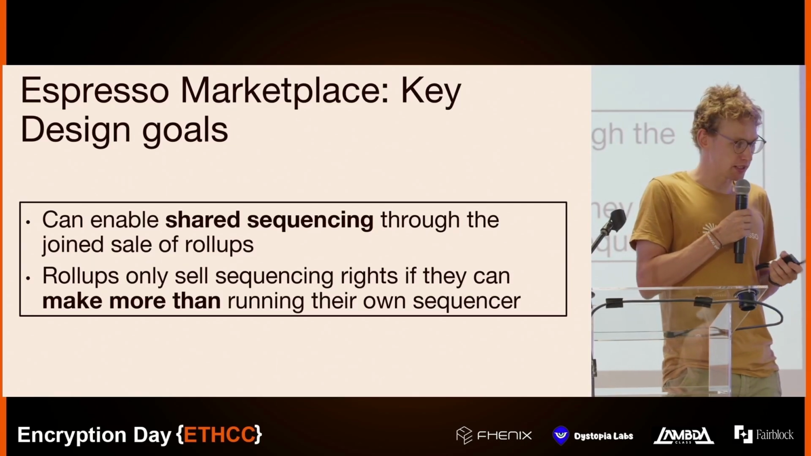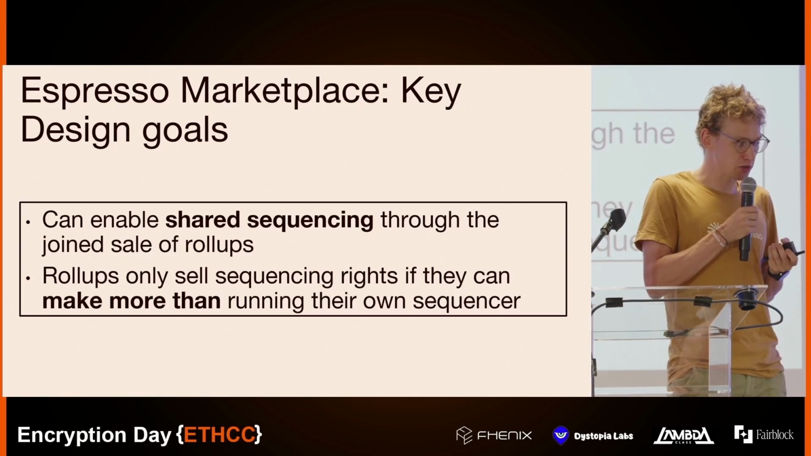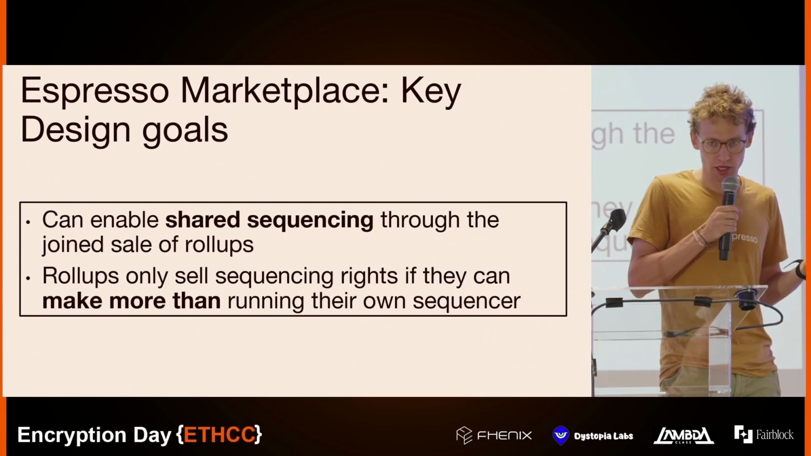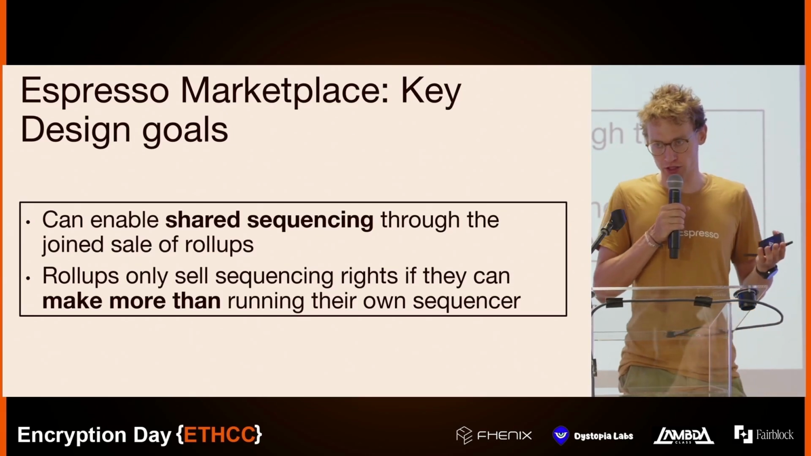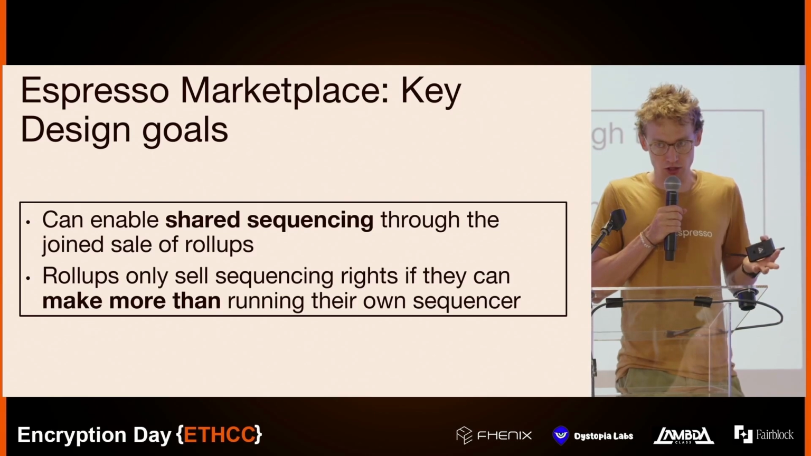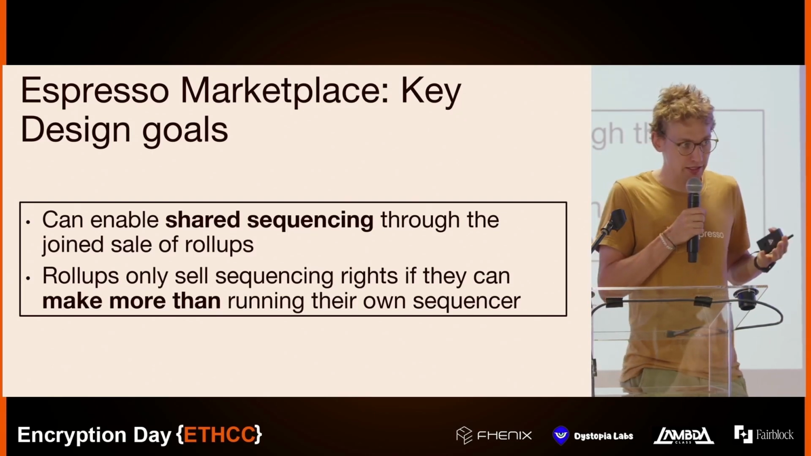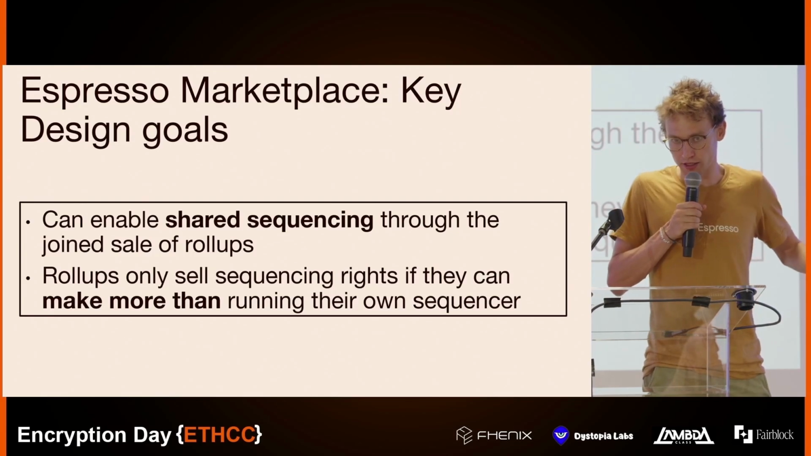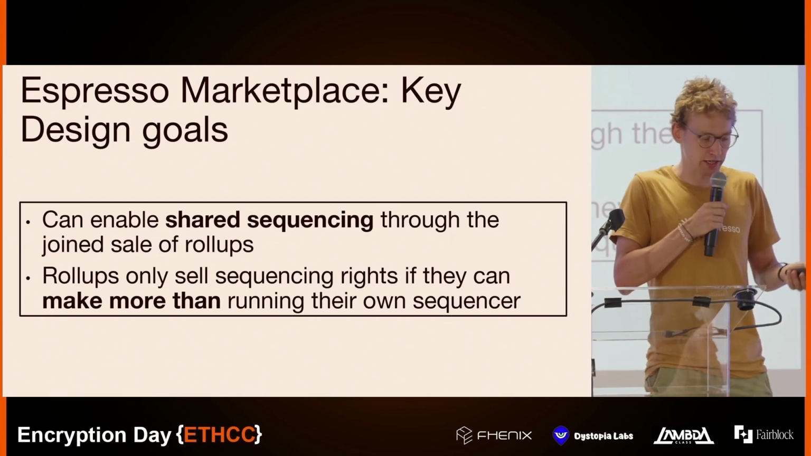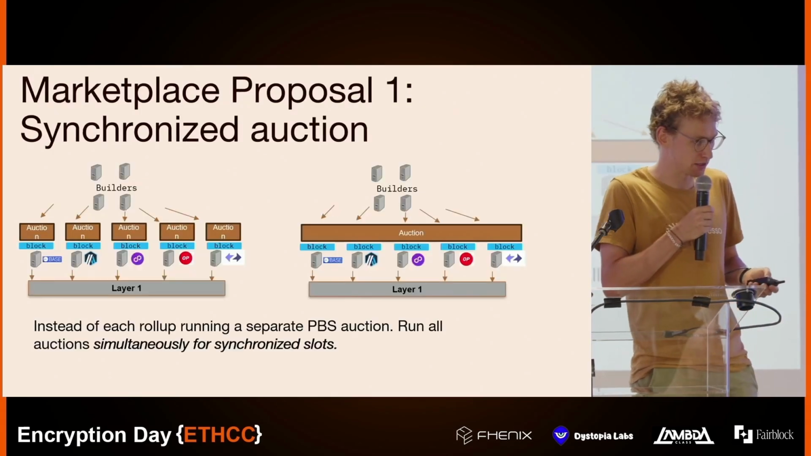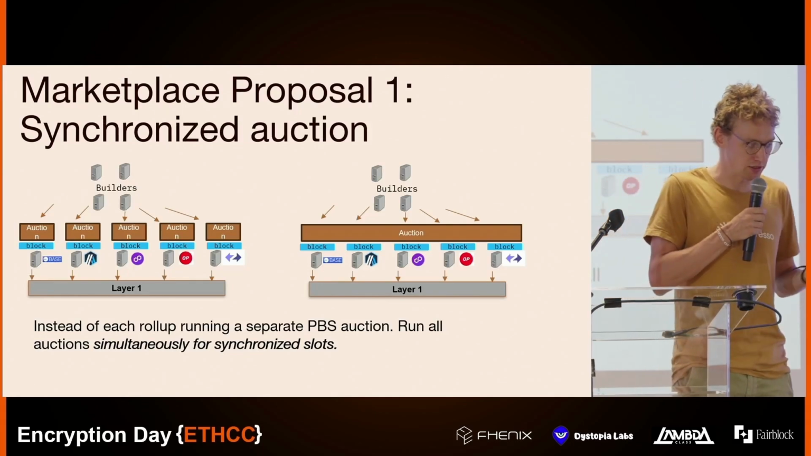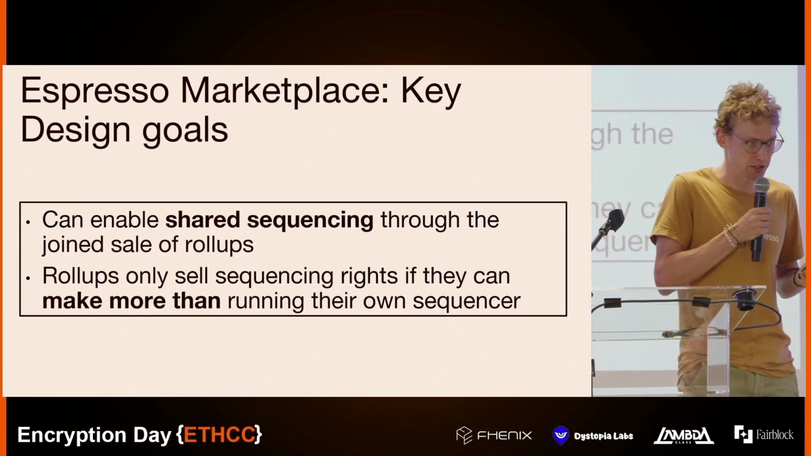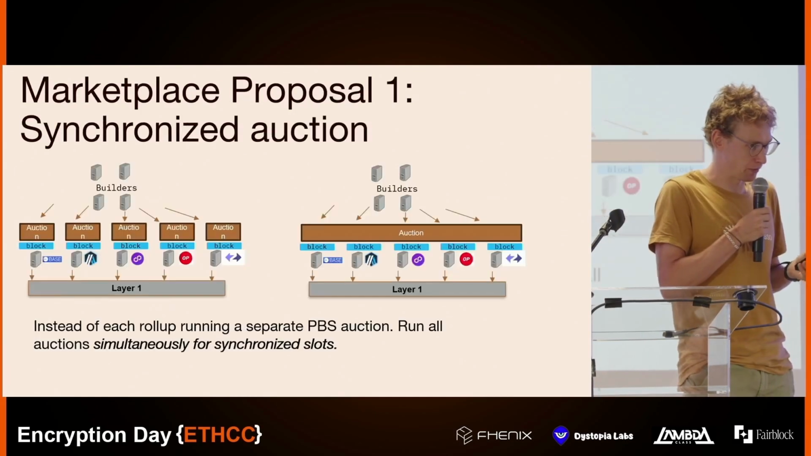The other one is that rollups should only sell the sequencing rights if they can make more than running their own sequencers. So why would a rollup join this marketplace if it could run its own sequencer? Well, the idea is that they can make more money by joining the marketplace than they could on their own. So how do we enforce the second design goal? Well, I'll get to that in a second. So yeah, the second design goal, keep that in mind, because I'll show you in a second how we're going to enforce that.